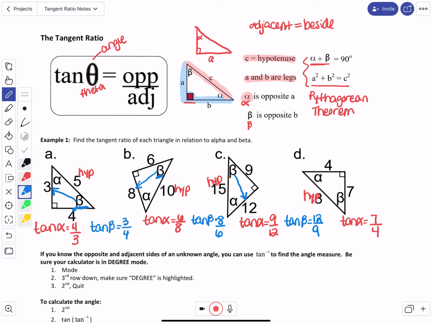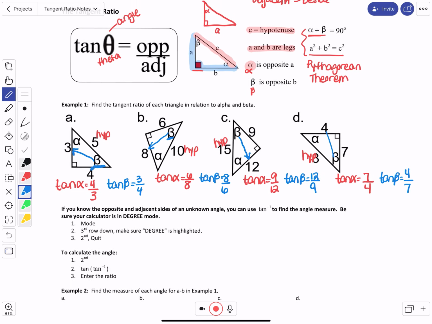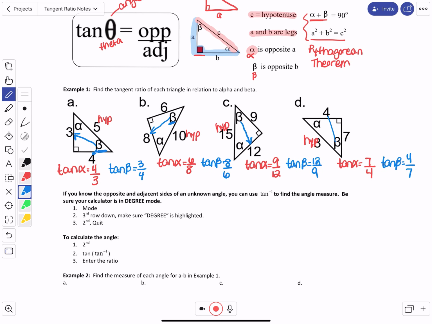And then if we do tangent of beta, so go opposite, there's opposite, 4 is opposite, and 7 is adjacent. Okay, so now what we're going to do, this will actually tell us what those actual angles are, okay? So if you know the opposite and adjacent sides of an unknown angle, you can use inverse tangent.